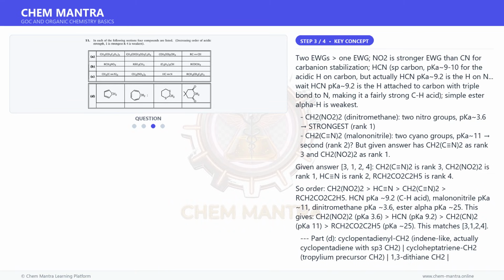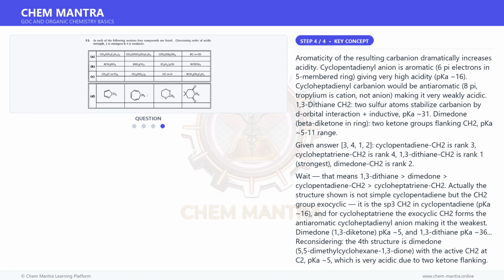Part D items: cyclopentadiene CH2, cycloheptatriene CH2, 1,3-dithiane CH2, and dimedone, 5,5-dimethylcyclohexane-1,3-dione CH2. Let us first understand the key concept here. Aromaticity of the resulting carbanion dramatically increases acidity. The cyclopentadienyl anion is aromatic, with 6 pi electrons in a 5-membered ring, giving very high acidity, pKa about 16.